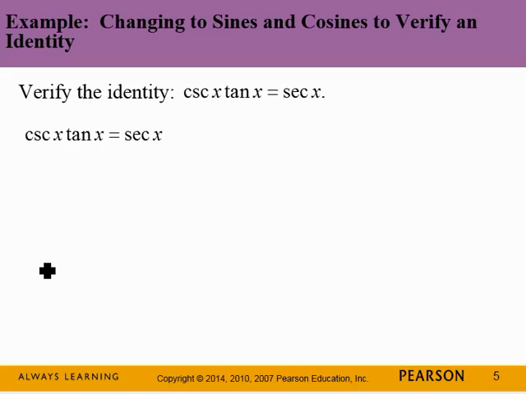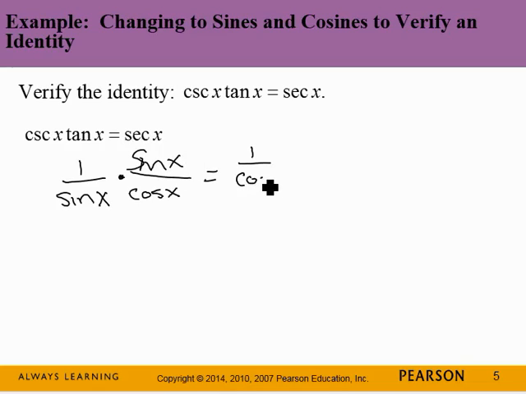So you have cosecant x times tangent x equals secant x. So you want to verify this identity. You know that cosecant x is really 1 over sine x, and that's times tangent, which is sine x over cosine x. And that equals secant x, which is 1 over cosine x. So using this, you know that your sine x's will cancel out. So you have 1 over cosine x equals 1 over cosine x.